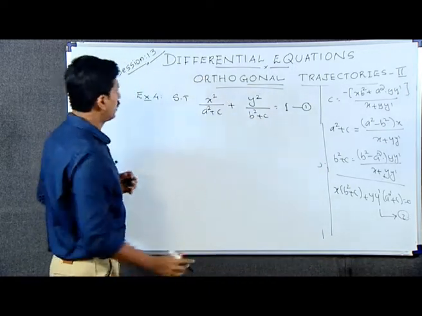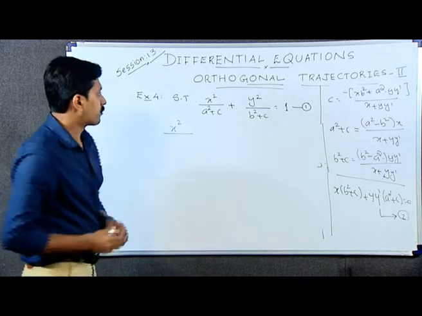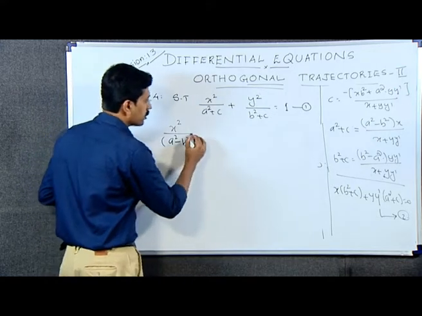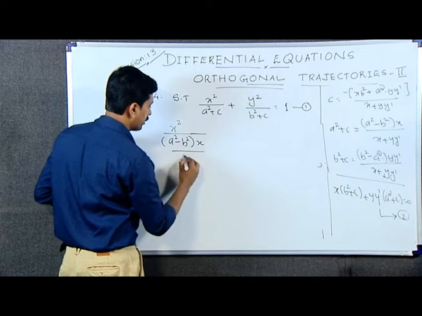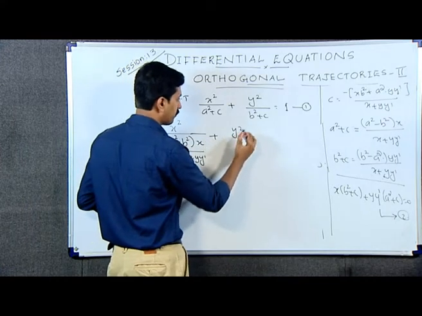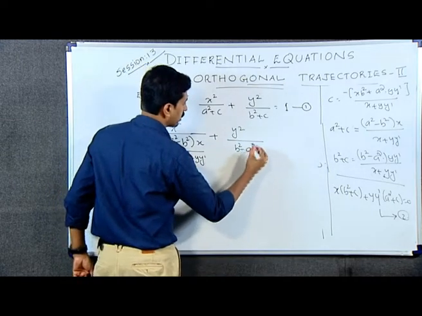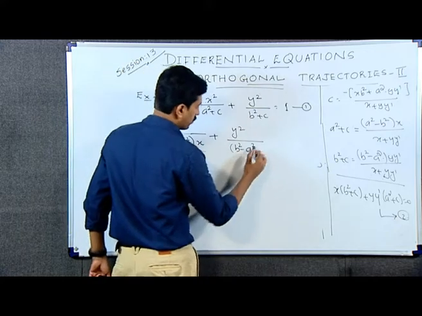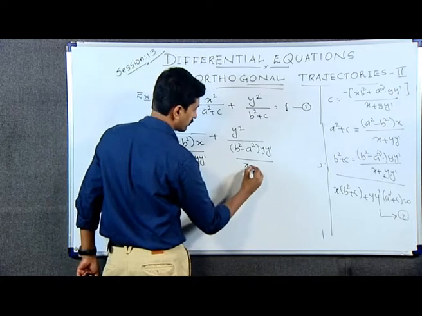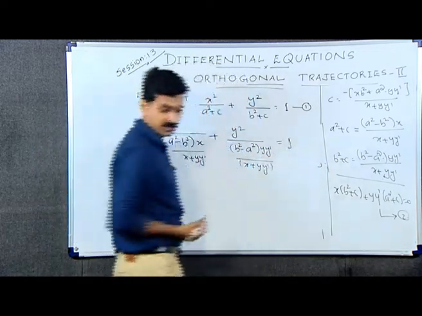See, what will happen? Our equation 1 will become x square divided by a square plus c, as a square minus b square into x divided by x plus y dash, and plus y square divided by, instead of b square plus c we can write b square minus a square, into y dash divided by x plus y dash, equal to 1.